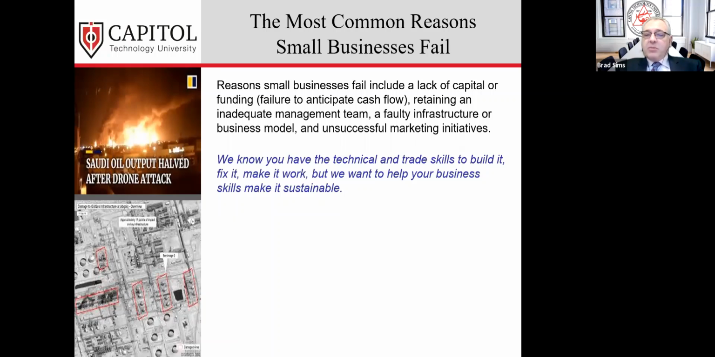What many people in small business do that makes them fail are these areas here, one of the major ones being that they don't understand cash flow, how to keep the business moving along based on your cash coming in and out. The other areas are retaining an inadequate management team, a faulty infrastructure or business model, and unsuccessful marketing initiatives. So the core classes here that you're going to want to take and that are part of this program are these business skill sets to help you build and maintain your business, because we know you know how to actually do it. We want to help you manage the business and keep it sustainable.